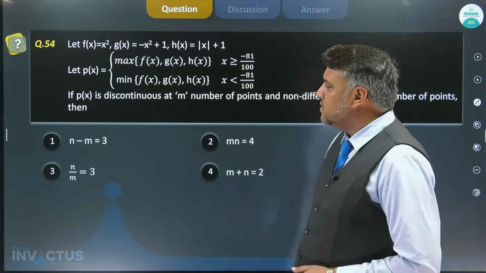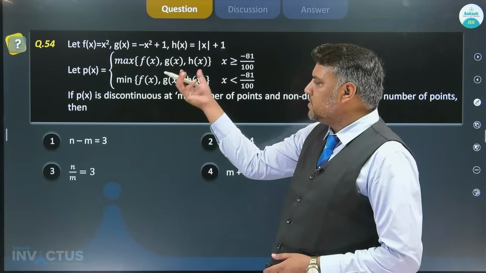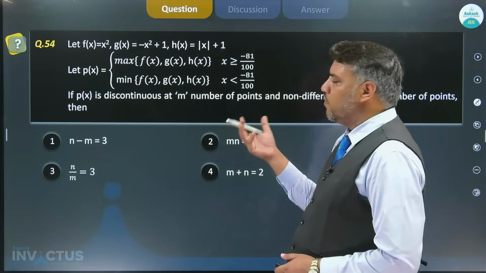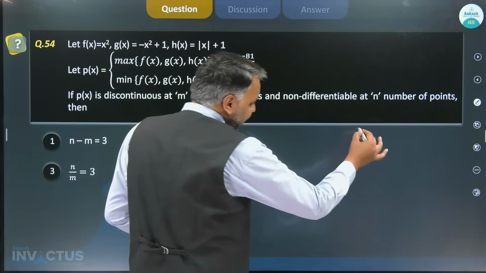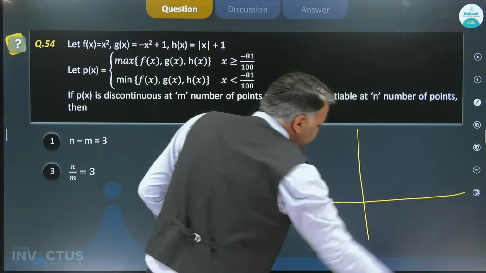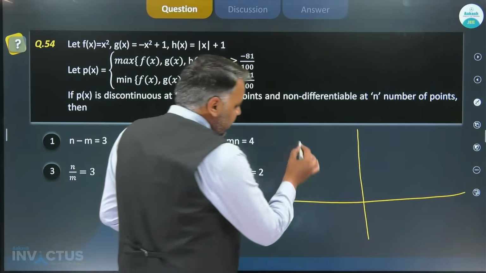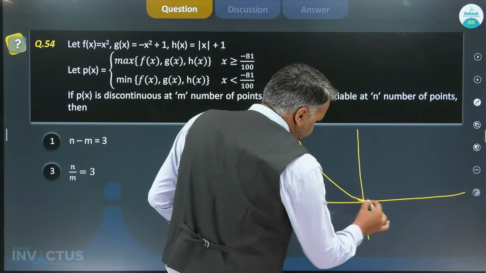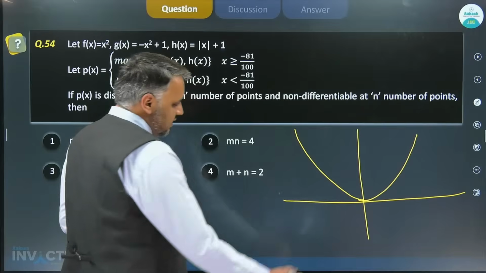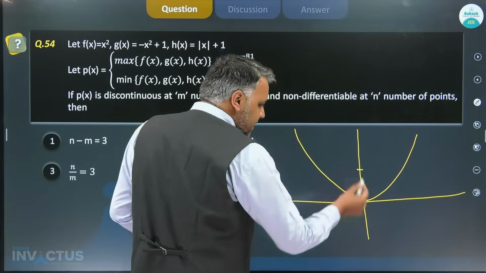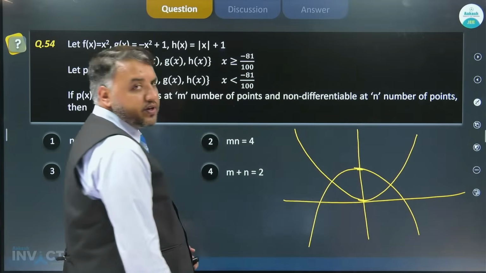There are three functions, and then a function is defined by using these three functions, either maximum of these three or minimum of these three, but in different domains. Okay, so we have to plot only the graph of these three functions, and directly we can answer. No? So the first function is f(x) is equal to x square. The second is 1 minus x square. So this value is y is equal to 1, the point (0,1). So 1 minus x square.